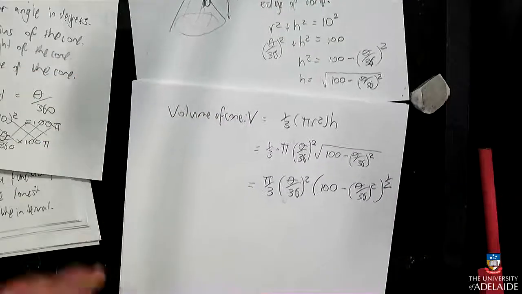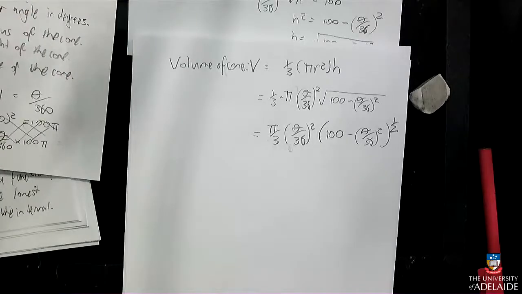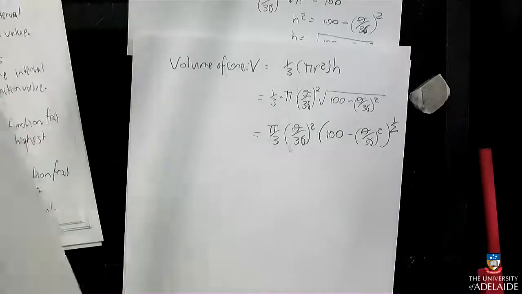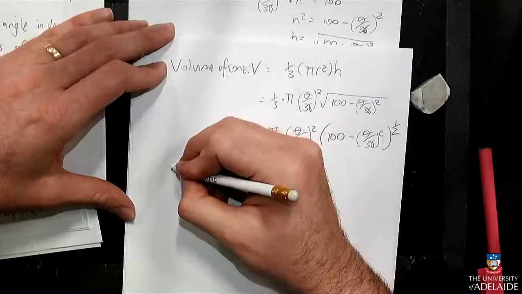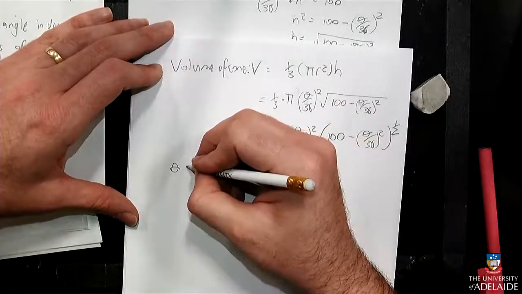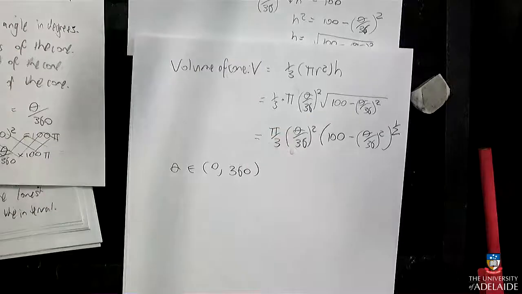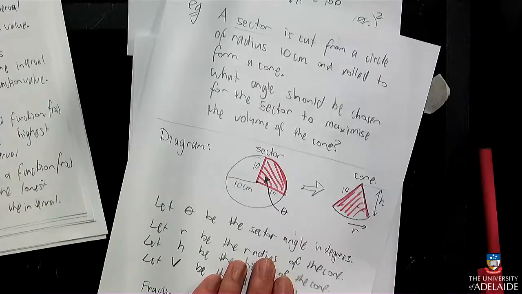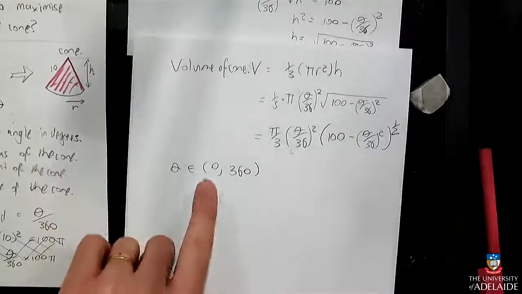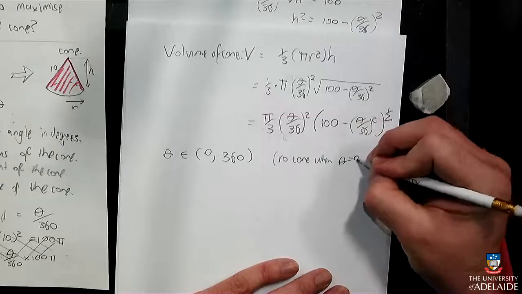Okay, let's see. So what we want to do is find the turning points. I should probably go right back to the beginning and consider that theta would go anywhere from 0 to 360 degrees. And if it's 360, there won't be a cone, it'll just be a circle, so the volume is just going to be 0. And if it's 0, there definitely won't be a cone at all. So I think we're not going to include these ends. So no cone when theta equals 0 and 360.